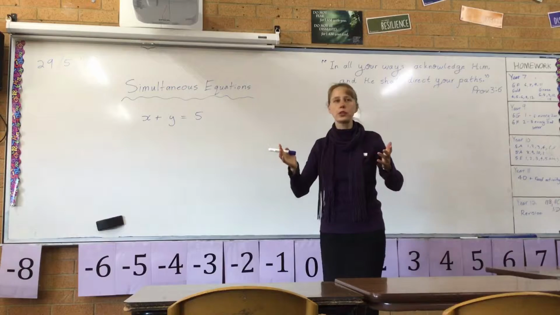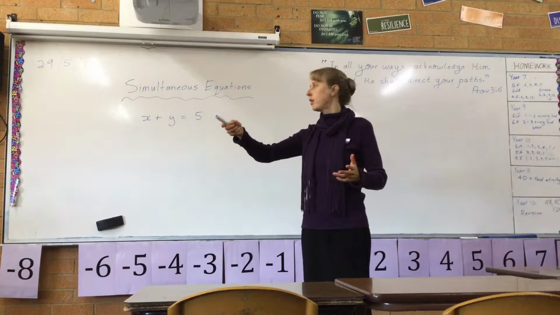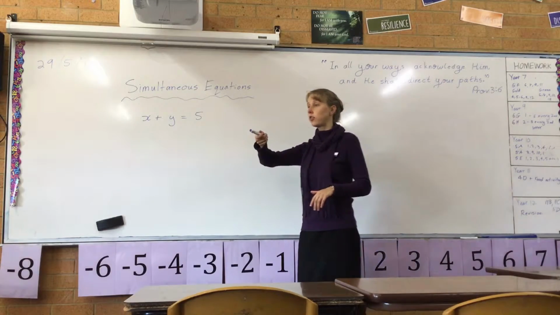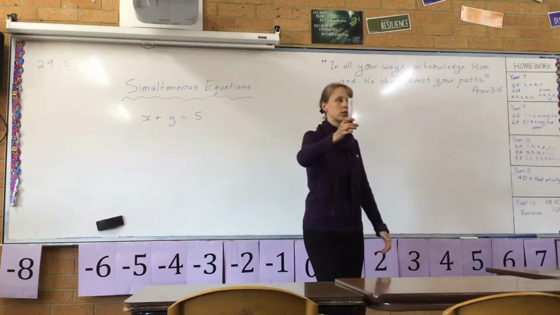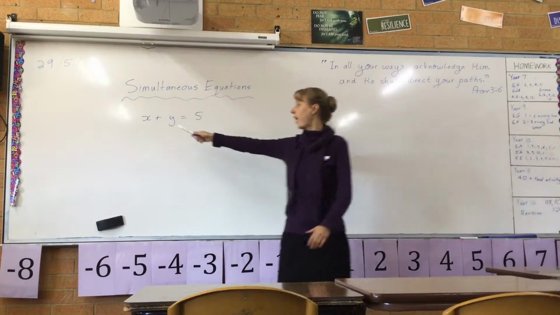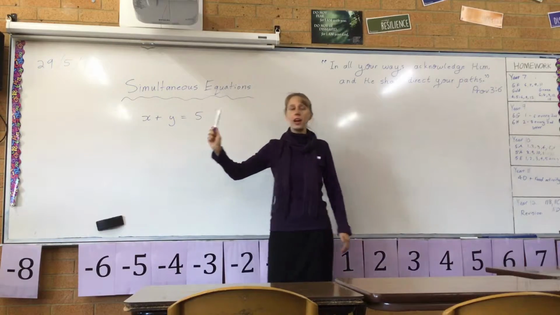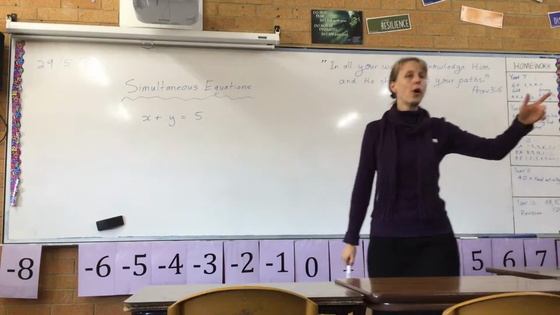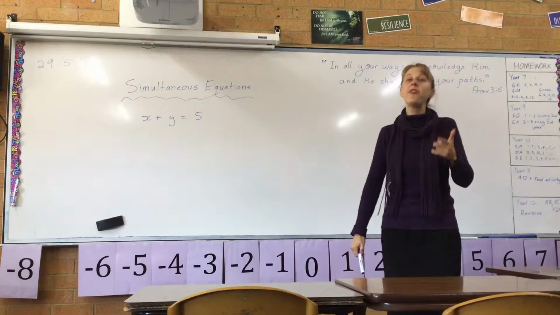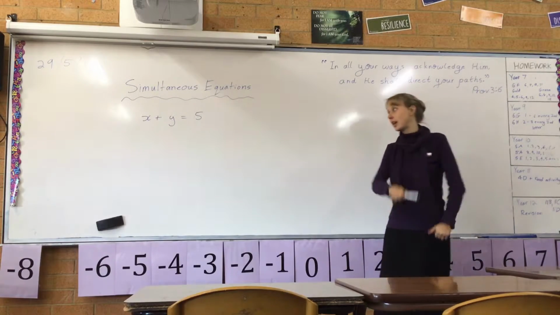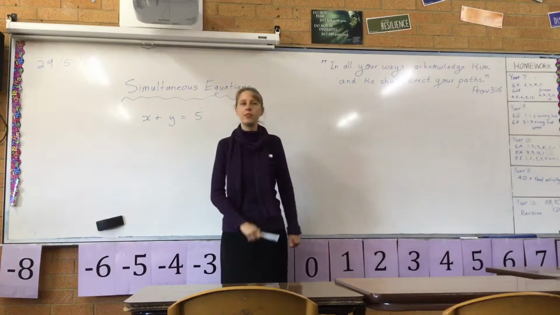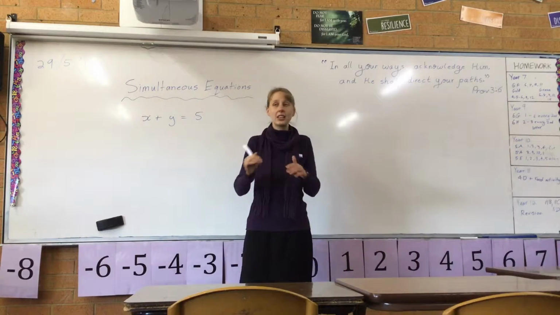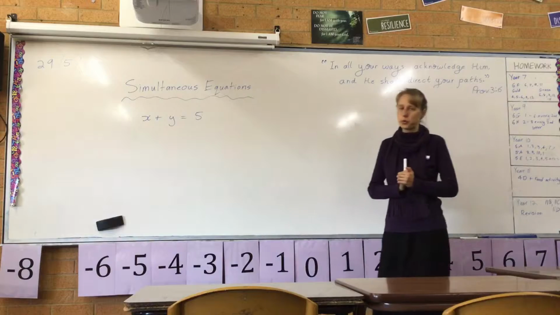Tell me an option. 2 and 3. Okay, so I could have x is 2, y is 3. Any other options? 5 and 0. So we could have 5 and 0, or we could have 0 and 5. Any other options? 4 and 1. So there's multiple options. In fact, it's an infinite number of options, because you could have 100 and negative 95.